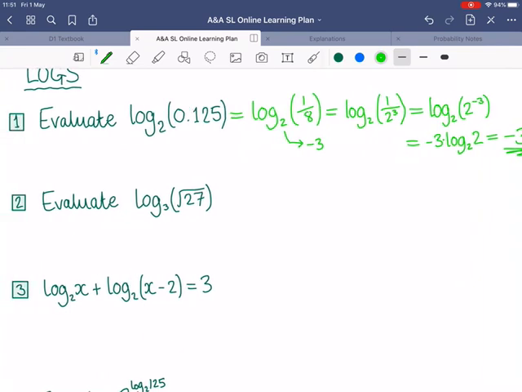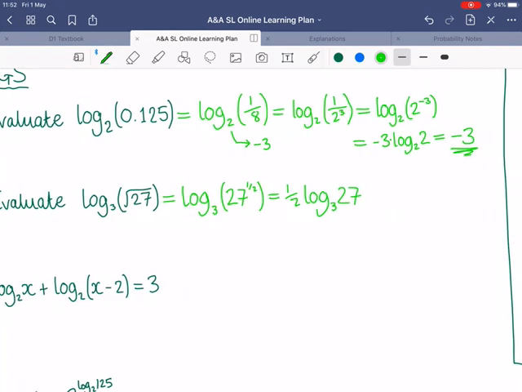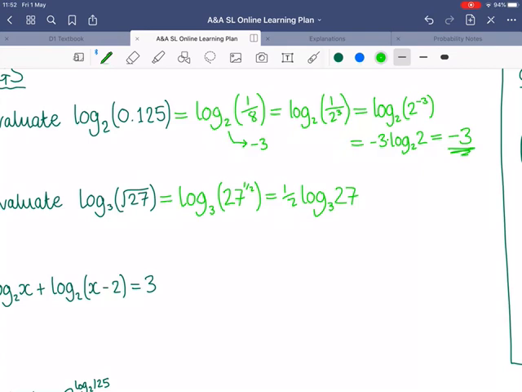Not too dissimilar in this question. The main thing here would be, I would say, recognizing that the square root is the same as doing the power of 1/2. Because we can't do the square root of 27 in our heads, then again, using that third log rule and moving that power to the front, and then suddenly we have a log that we can do. Log base 3 of 27 is just 3. So 3 over 2, or 1.5.